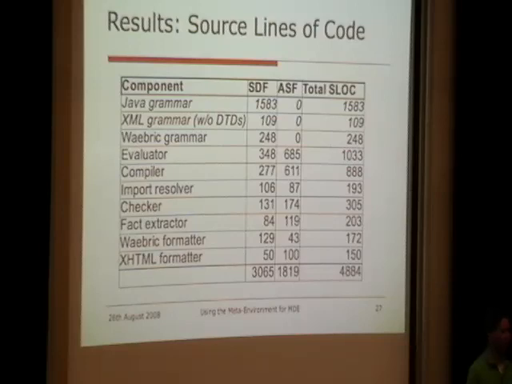So for instance, the Java grammar, which is by the way Java 1.5, is produced by someone else and could just be reused. The same holds for the XML.